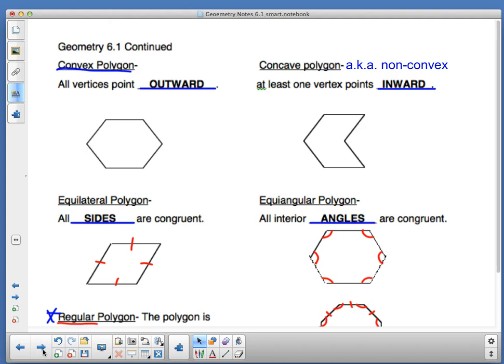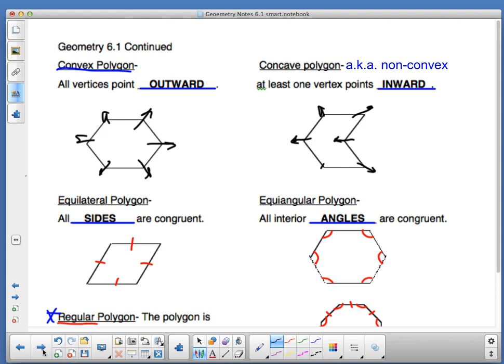Okay, so now, convex polygons. All vertices point outward in a convex polygon. Okay, all of them outward, outward. This is convex. A concave polygon, aka non-convex, only has to have one vertex that points inward. Notice, please, that this one has vertices that point outward here. But if I have one that points inward, it's concave, non-convex.